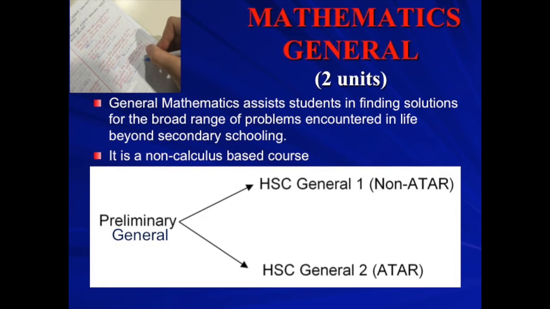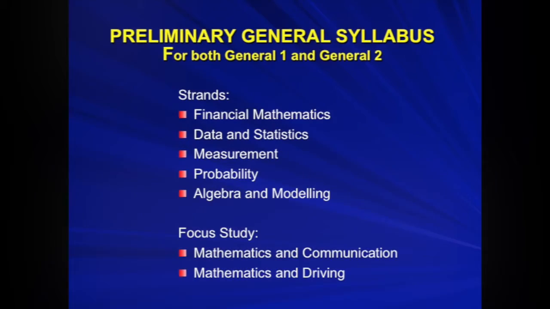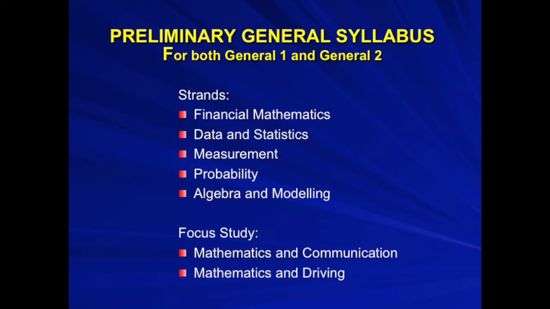Now, the first thing we're going to look at is the preliminary general syllabus, which, remember, both General 1 and General 2 students need to study. Now, in General Maths, you will study several strands, and they are financial mathematics, data, measurement, probability, and algebra. Now, if these sound familiar, it's because they are an extension of the Stage 5 5.2 course that you all studied. You will also get to do two focus study areas, which are mathematics and communication and mathematics and driving.